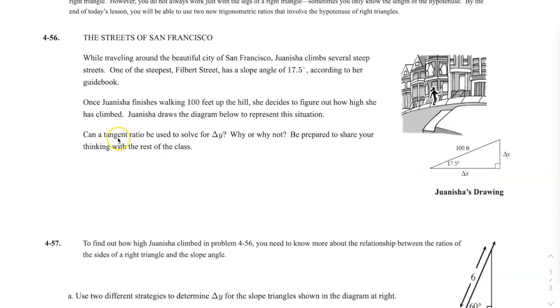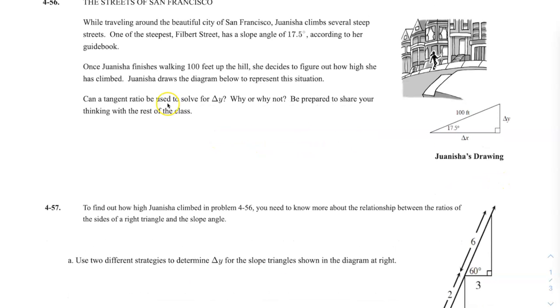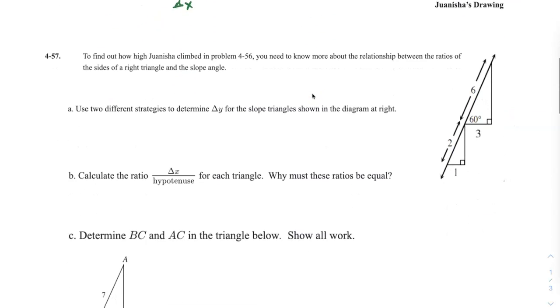Can a tangent ratio be used to solve for delta y? Why or why not? So a tangent ratio, remember, tangent of an angle is delta y over delta x, which is just opposite, the side opposite the angle. Like this is always my delta y, and then my delta x is next to it. And those are the two values I don't have. So the tangent ratio is not going to help on this one. So I'm bringing you more information. Let's move on for now.